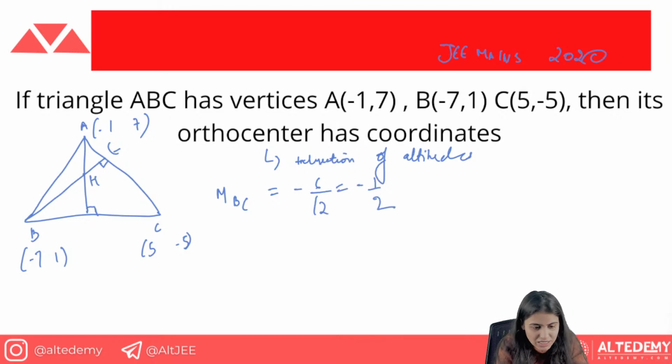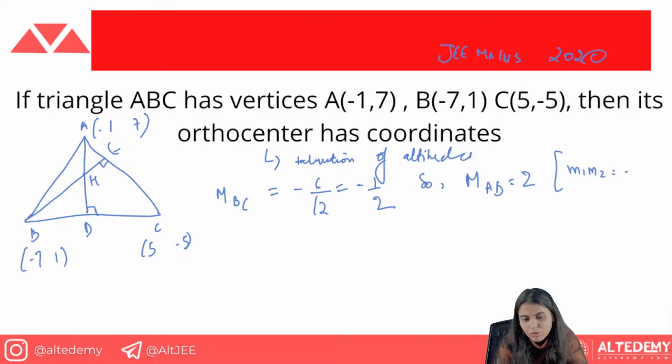Now if the slope of BC is -1 by 2, the slope of AD is going to be 2. Why? Because we know that for perpendicularity m1 m2 is equal to -1. So for that reason we can calculate the slope of AD by m1 into m2 equals -1. Now that we have the slope, how can we calculate the equation? The equation of AD can be calculated as we have this point (-1, 7) lying on it, so you can use the point-slope form.